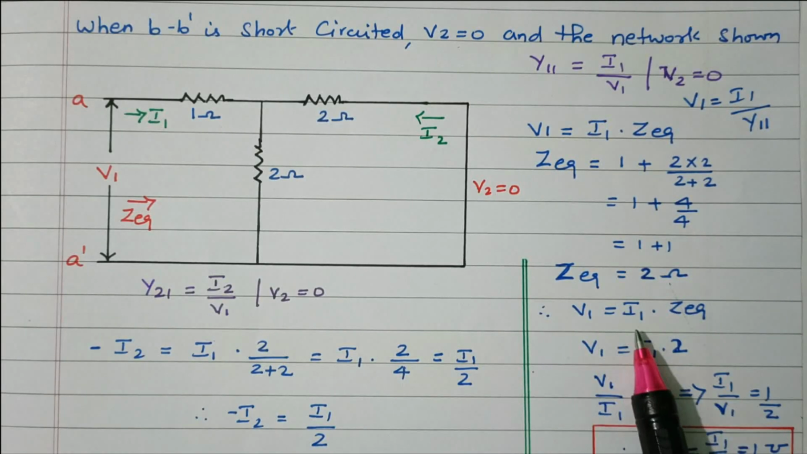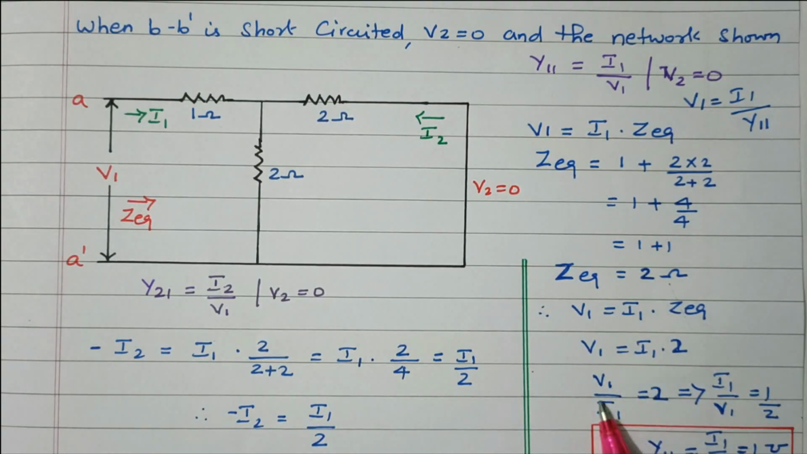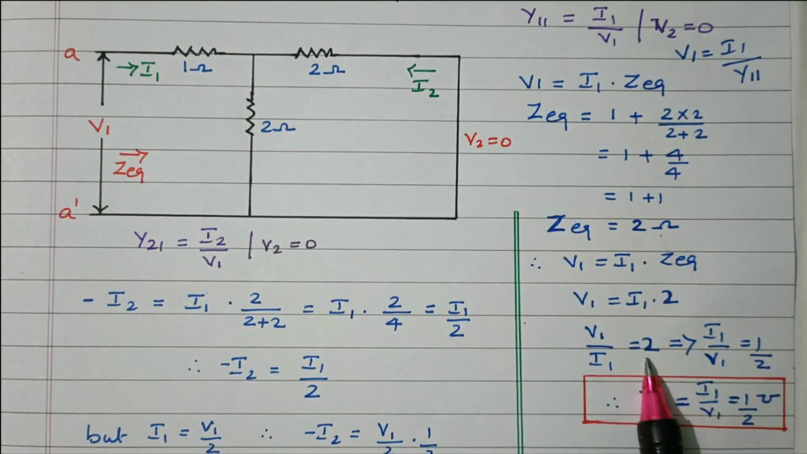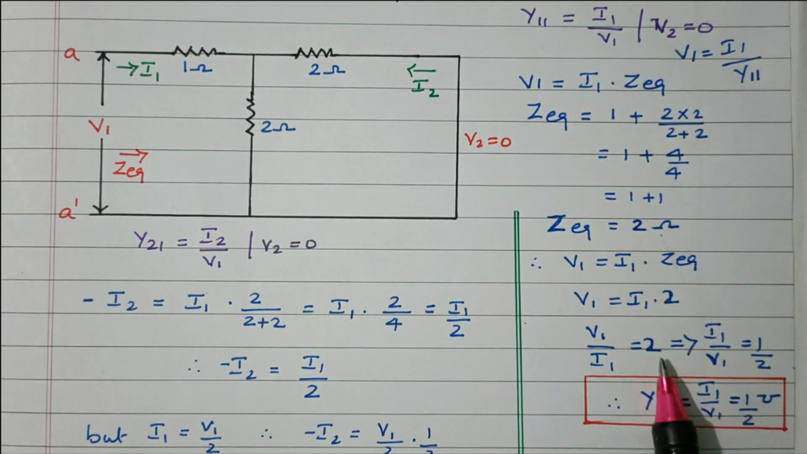So V1 equals I1 into Z equivalent. Z equivalent is 2. Bring I1 to the denominator, so V1 by I1 equals 2. But what we need is I1 by V1, so take the reciprocal on both sides. So I1 by V1 equals 1 by 2. This I1 by V1 is nothing but Y11, which equals 1 by 2 mho. Ohm means resistance, mho means admittance. So Y11 equals 1 by 2, that is 0.5.